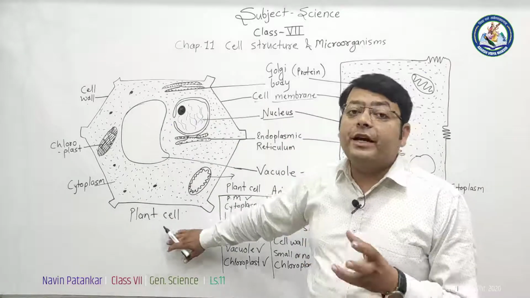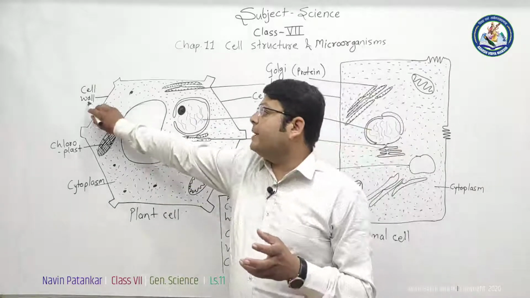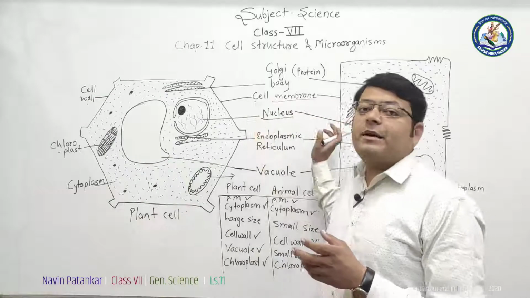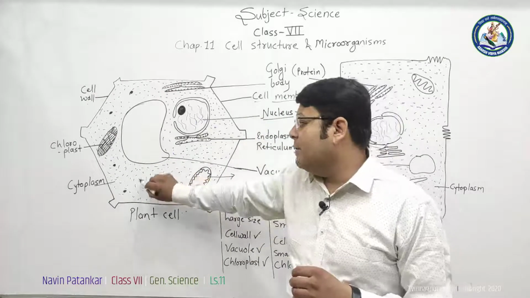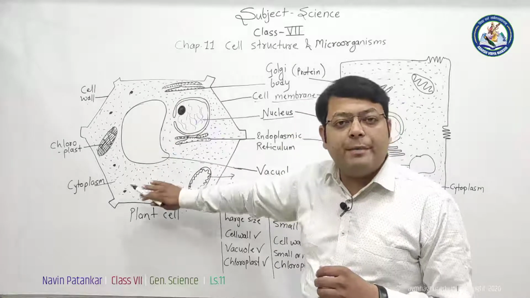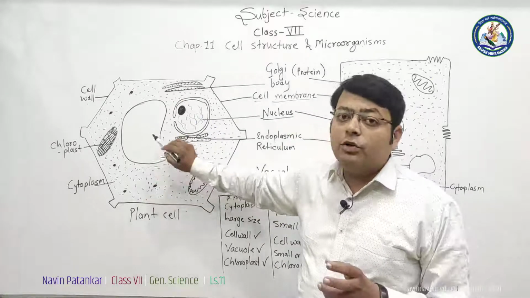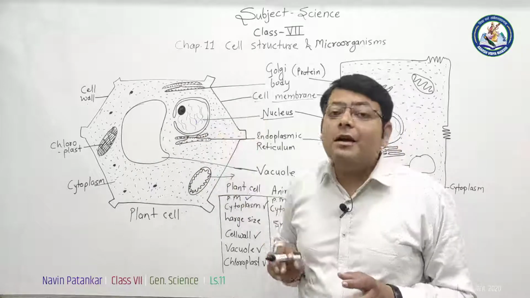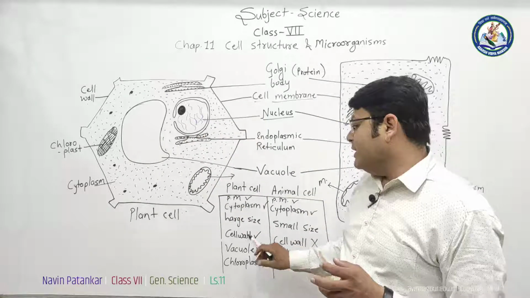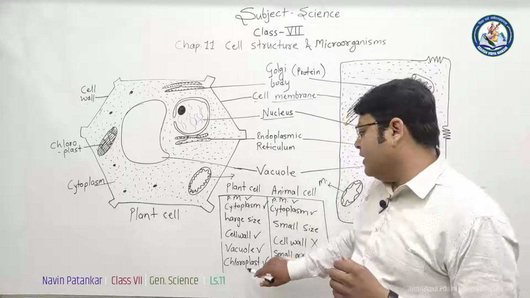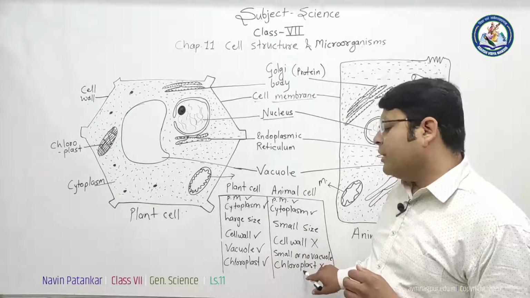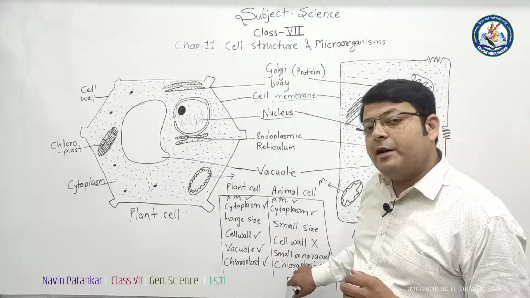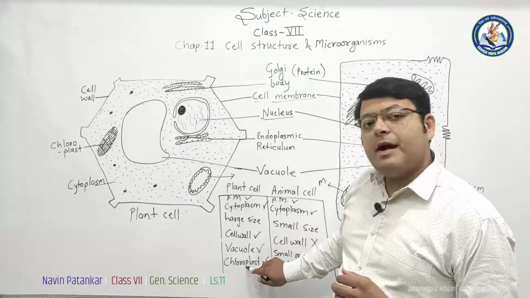And what is the peculiar characteristic here? Here the cell wall is present and in the animal cell the cell wall is absent. Then cytoplasm, what is it here? All these organelles are embedded in it, and where is it present? In between the nucleus and the cell membrane. Then what is the major difference between the plant cell and animal cell? Cell wall. Then chloroplast is absent in the animal and present in the plant cell.